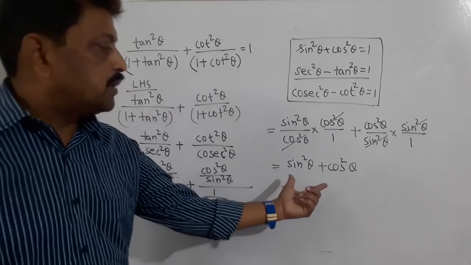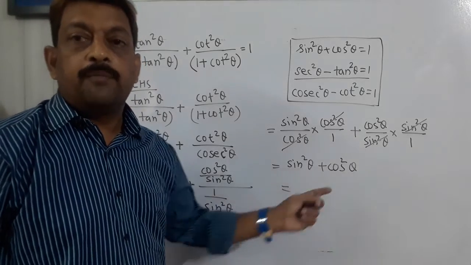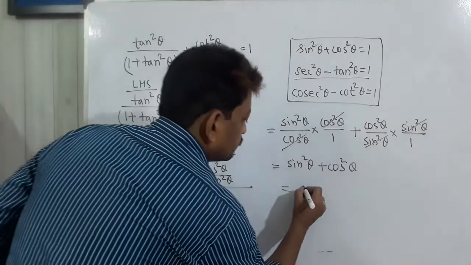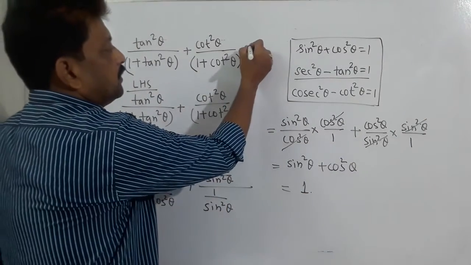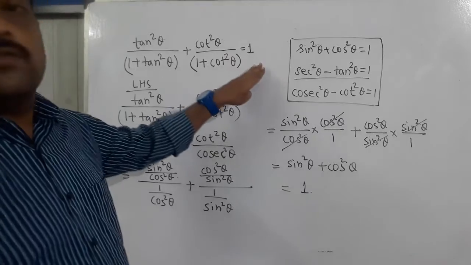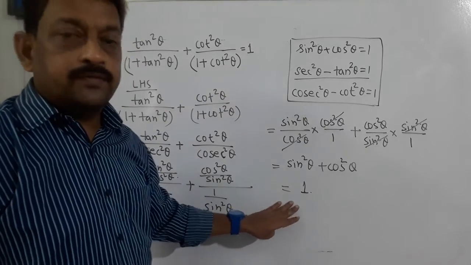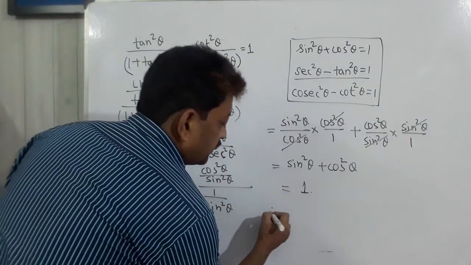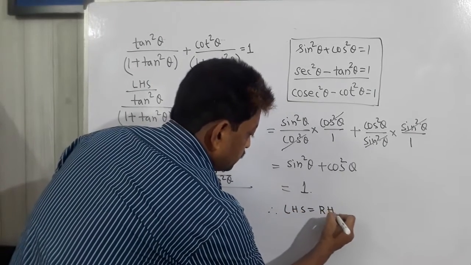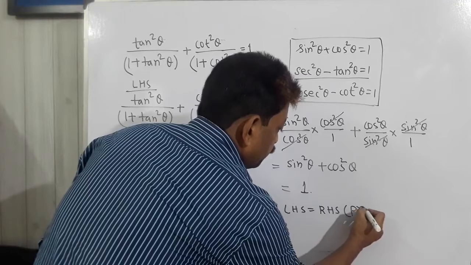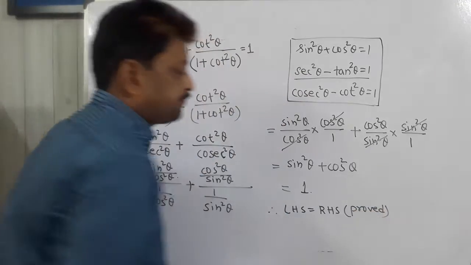Now sin square theta plus cos square theta becomes 1, and that is what we have to prove. We have to show that the right hand side is 1. So here left hand side is 1, right hand side is also 1. Therefore the identity is verified. So we can write LHS equals RHS. This is proved or verified.